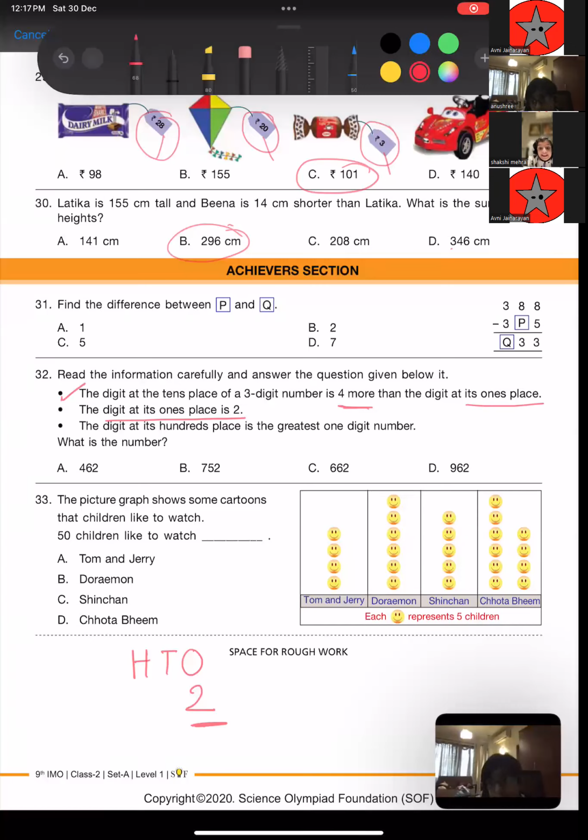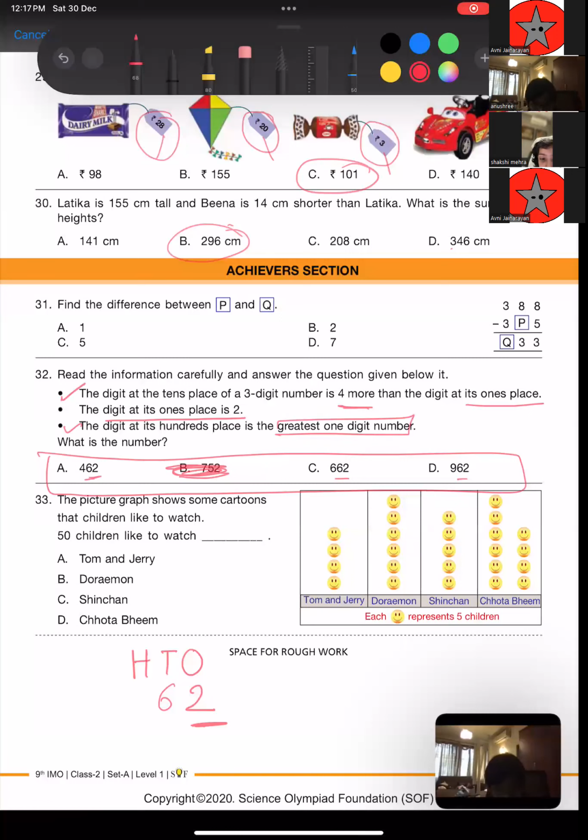Ma'am, 6. Yes. Now, we know these two numbers for sure. Now, when I see the options, all the options except one has 62 in it. B has 752. Rest all has 62, 62, 62. Okay? Last instruction. The digit at its hundreds place is the greatest one-digit number.